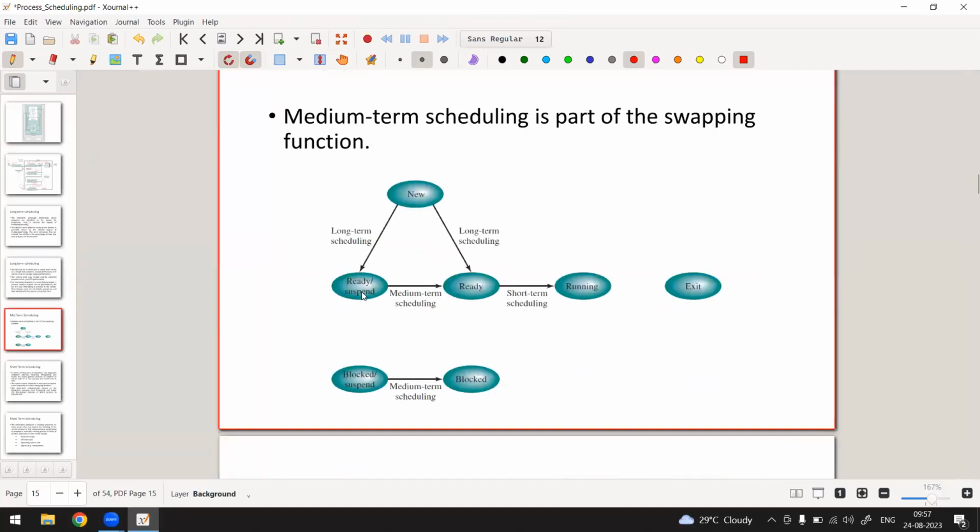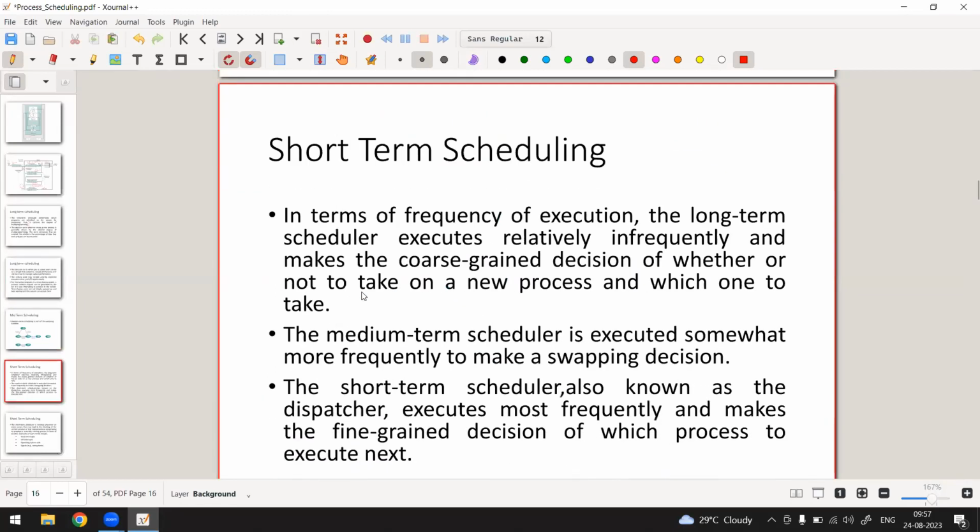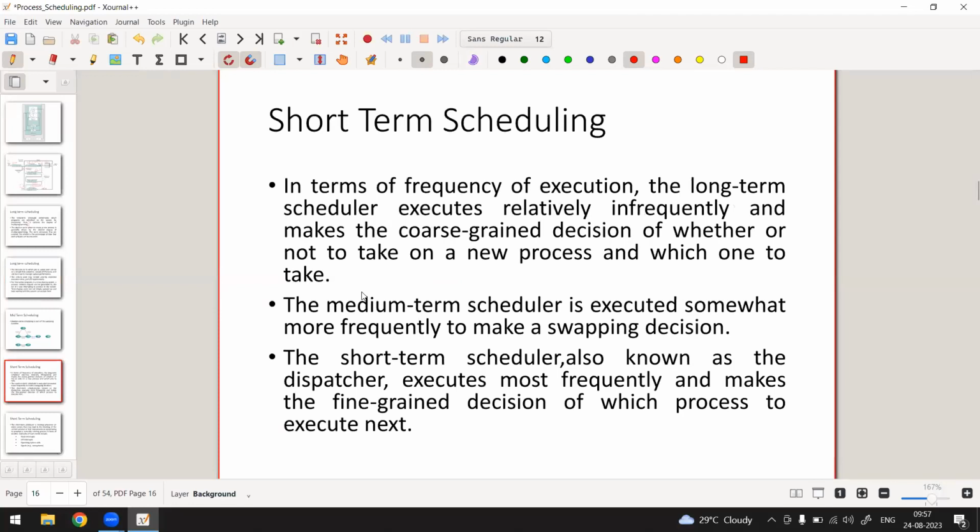Then next is the midterm scheduler. As we discussed, it is part of the swapping function, swap in and swap out. And the last is the short-term scheduler. As I told you, in terms of frequency of execution, the short-term scheduler is invoked very frequently. The long-term scheduler executes relatively infrequently and makes a coarse-grained decision whether to take a new process into the system or not.